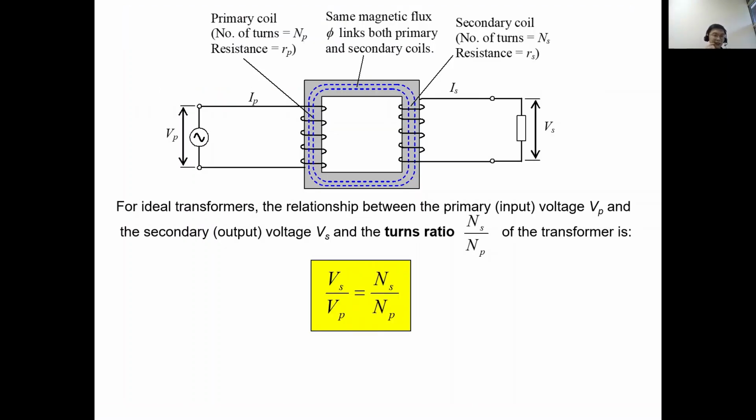Next, for ideal transformers, the relationship between the voltage on the primary side, and the output voltage on the secondary side, and the turns ratio, which is defined as NS over NP, right, is given by this equation. We will not be proving this, as the proof for this is way out of your syllabus.